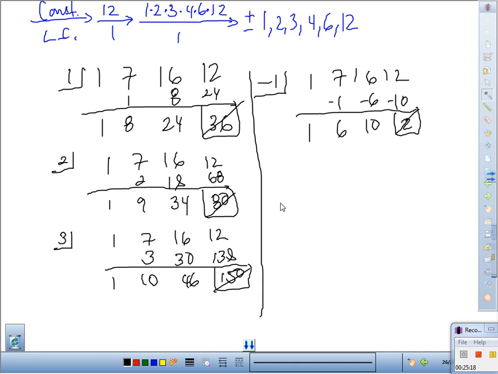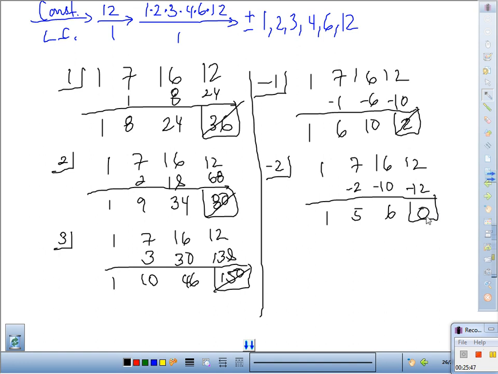What do I do next? Roberto. Negative 2. 1, 7, 16, 12. Negative 2 times 1 is negative 2. Combined, that's 5. Negative 2 times 5, that's negative 10. Combined, that's 6. Negative 2 times 6 is negative 12. Bam! What did we find? Our 0. So what do we have left? x squared plus 5x plus 6 times, what is our 0? x plus 2. Am I done?